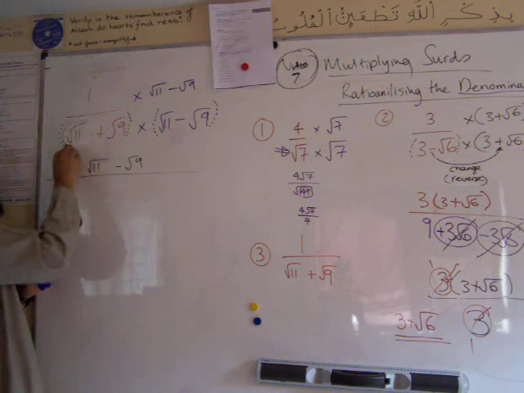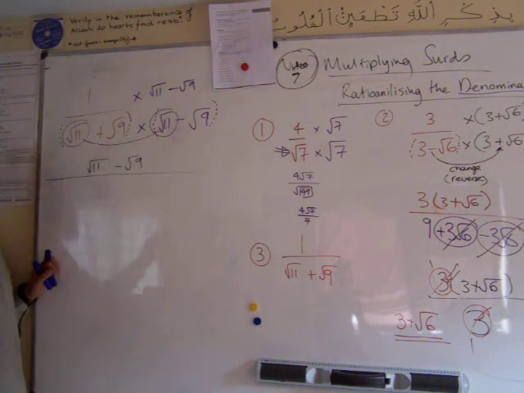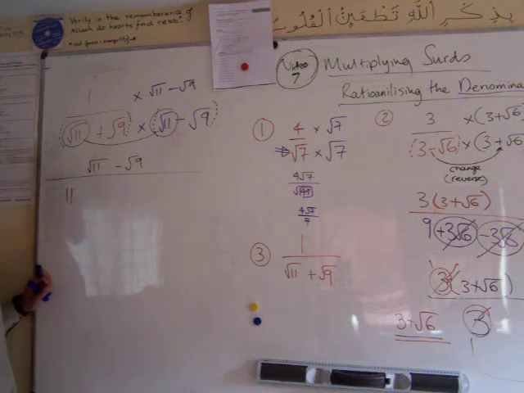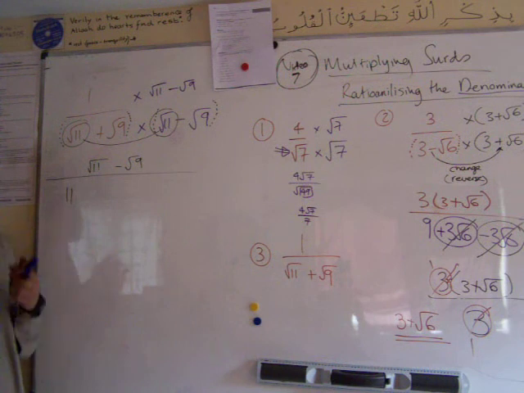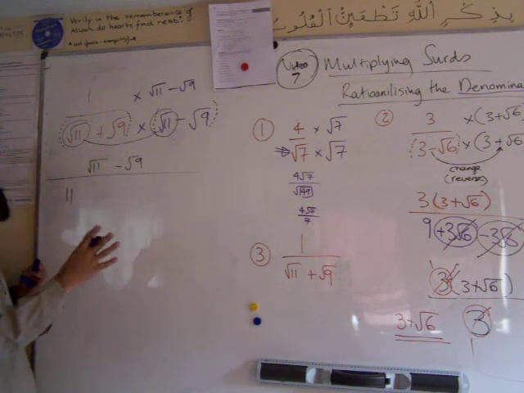So start with root 11. Root 11 times by root 11 will give us 11. So whenever you multiply a root number by itself, it gives you the number inside. Because 11 times by 11 is 121, and the square root of 121 is 11. So now we've got to this part of the video, we can just go straight towards the answer. A bit more efficient way of doing it now.